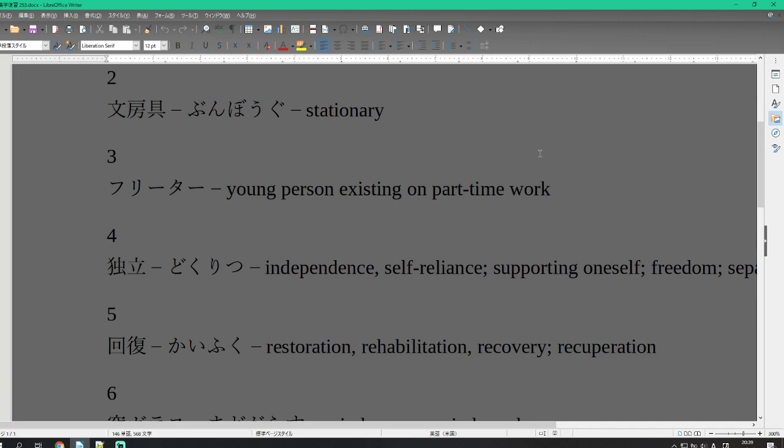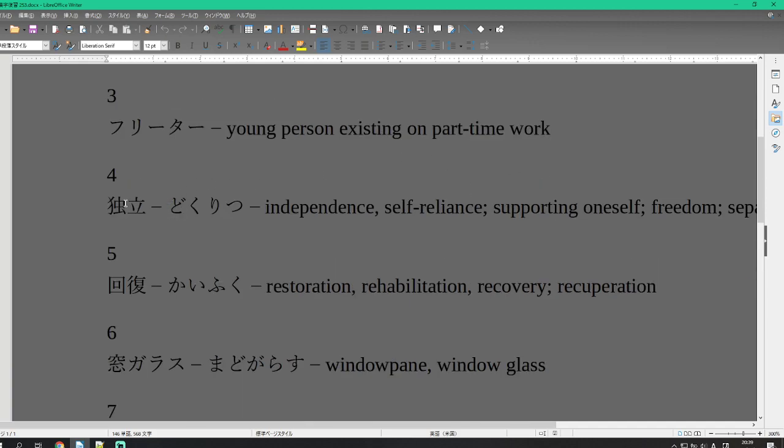Number 4 is dokuritsu. Doku on the left side is alone. Ritsu on the right side is to stand. So to stand alone is to be independent or self-reliant. Dokuritsu is standing on one's own or being self-reliant.